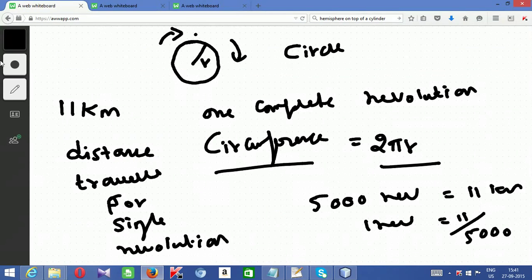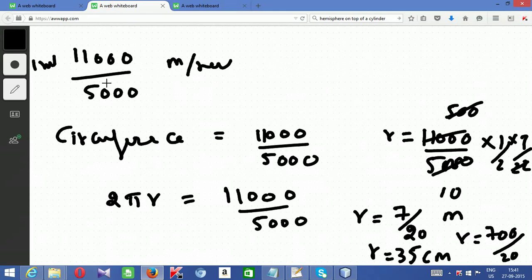This is for only one revolution, but 5000 revolutions it takes for 11 kilometer. Then for one revolution it is 11,000 by 5000, but it is in kilometer. So what I did, I converted into meters. Then one revolution is equal to 11,000 by 5000. Then you can convert into r. You don't cancel anything.